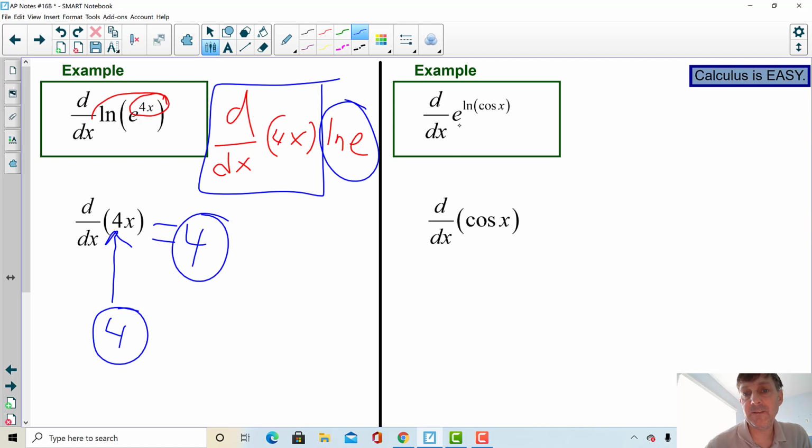Same thing over here. This is just a rewrite. We have e to the log base e, so that's all going to cancel, and you're just going to be left with cosine. The derivative of cosine is negative sine.